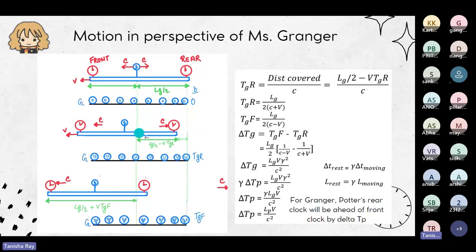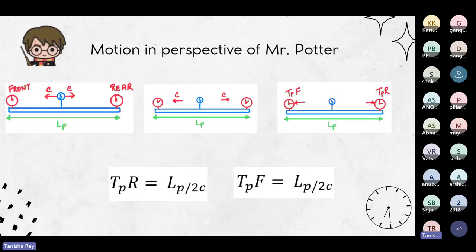And now when Granger reports this event to Potter, she will say, hey, Potter, you have gone nuts. The event that you are describing as simultaneous is not at all simultaneous. There is some time lag between the two events. You are the one who is lying. Potter says, hey, how can you say that? If you don't believe me, I will click snapshots of the two clocks, the front clock and the rear clock, when the rays hit them, and I will show you that measurement. And then you have to agree with this.